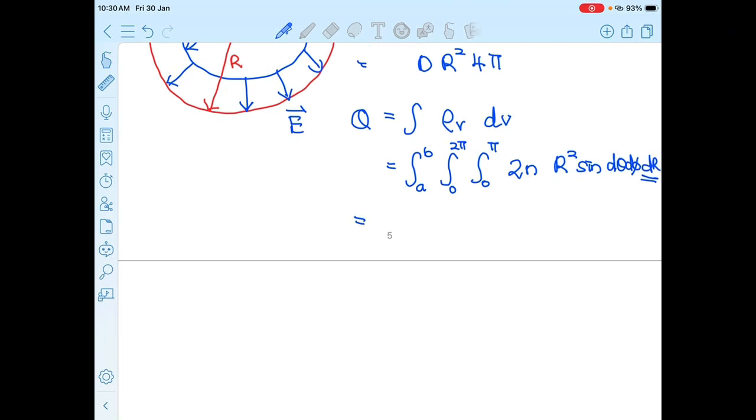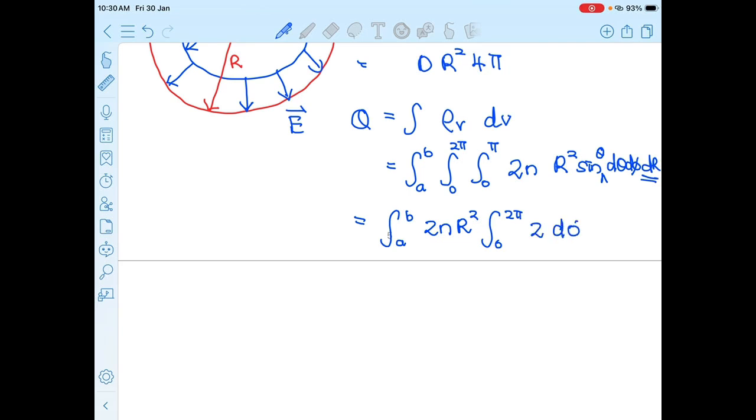For this part, let us do the integration for theta first. Here we have sine theta, so you integrate sine x. Remember to change your calculator mode to radian. From 0 to pi, you are going to have 2. So quite similar, you have 2 rho naught r squared, and from 0 to pi you get 2, right?